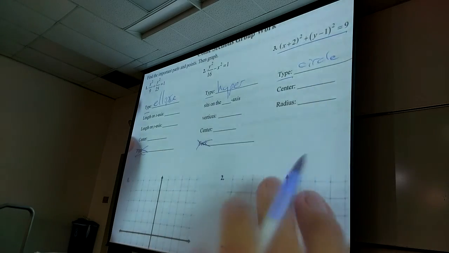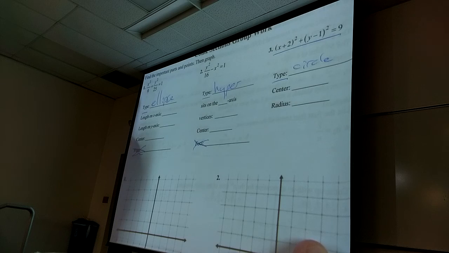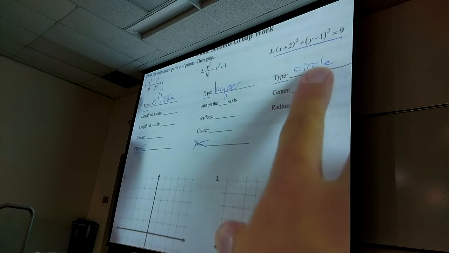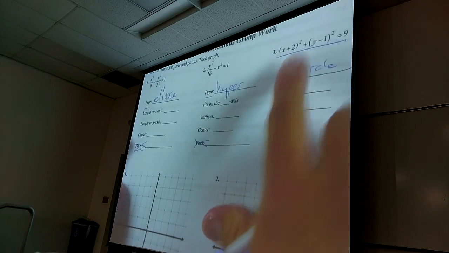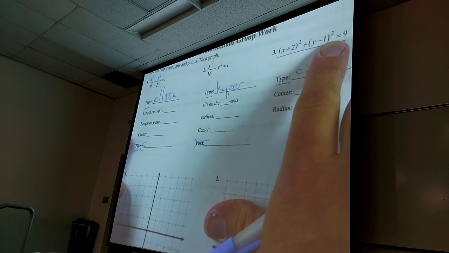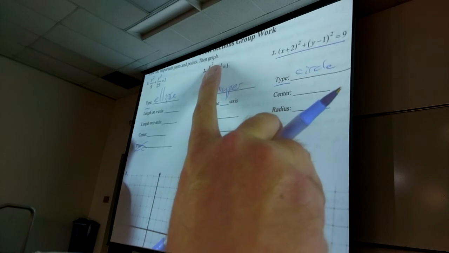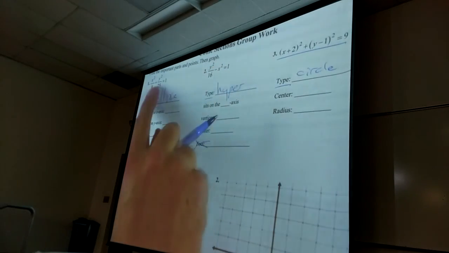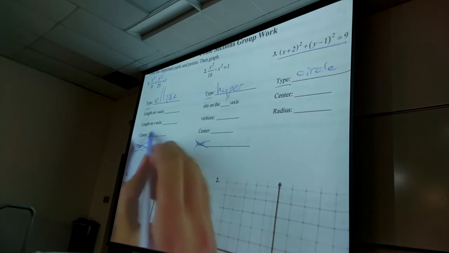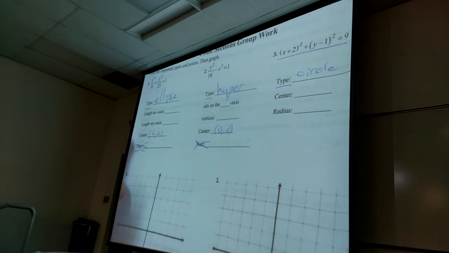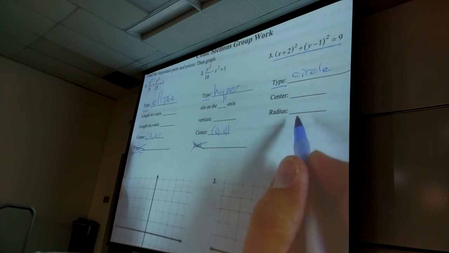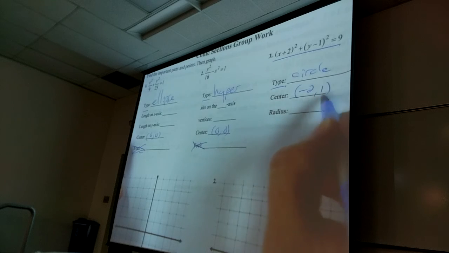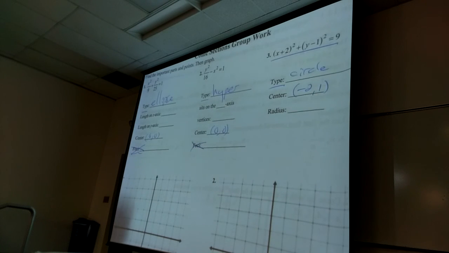Which is the only one whose center is not 0, 0? Which one? Yeah, the circle. How can you tell? It's shifted. There are numbers inside with the x and the y. These guys, there's no number inside with the y. It's just y squared. There's no plus 1, minus 3. So both of these guys have a center of 0, 0. This guy has a center of what? Negative 2, 1. I like it.